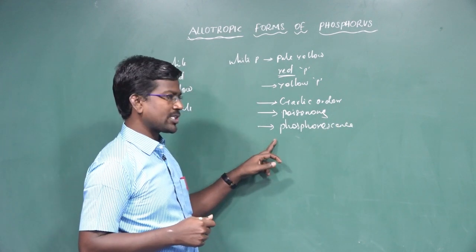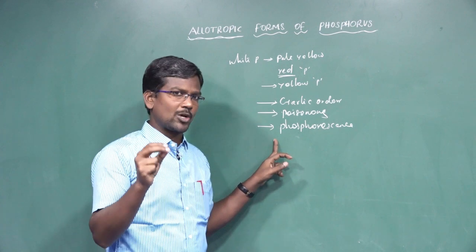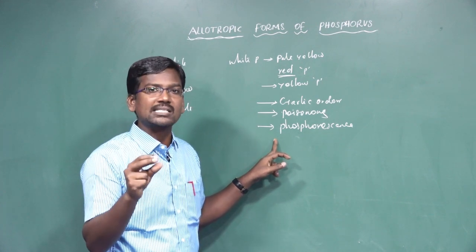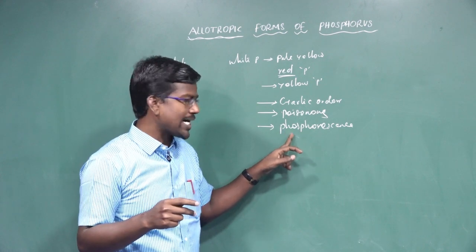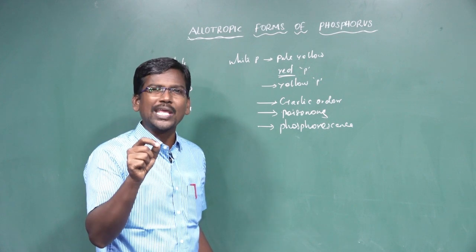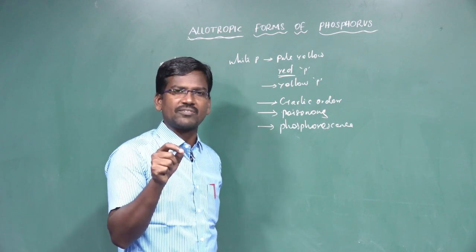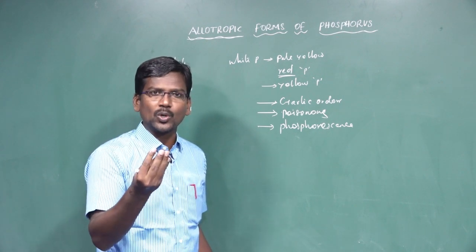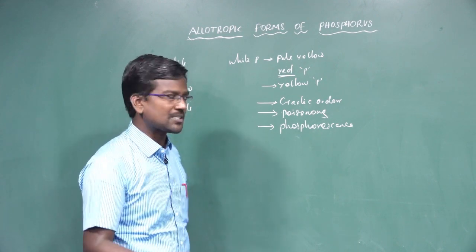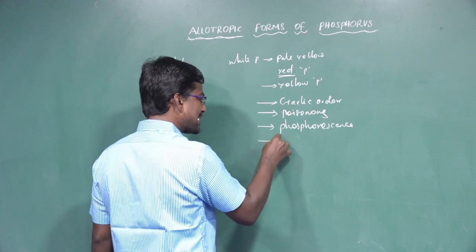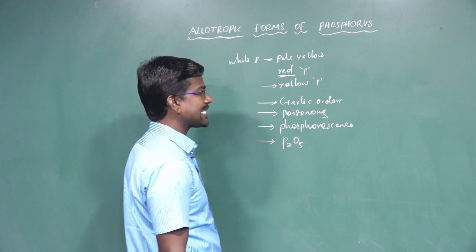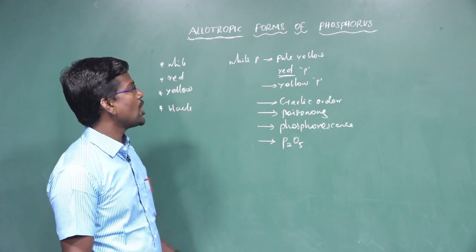What is the meaning of phosphorescence? White or yellow phosphorus glows in the dark due to oxidation in air, which is known as phosphorescence. White phosphorus or yellow phosphorus has a very low ignition temperature. Hence it undergoes spontaneous combustion in air to produce phosphorus pentoxide, P2O5. This is a characteristic of white phosphorus.